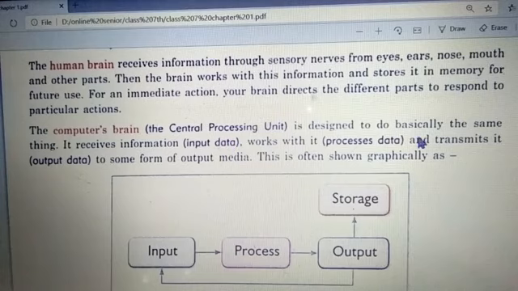Processing data means working with it, and then it gives the output to an output medium, that you can say is a monitor. Even output can be in the form of a printer. So input is taken, it is processed, then output is given, and from output two things can happen: either it is stored in the storage devices, or it can again be given as an input, right?